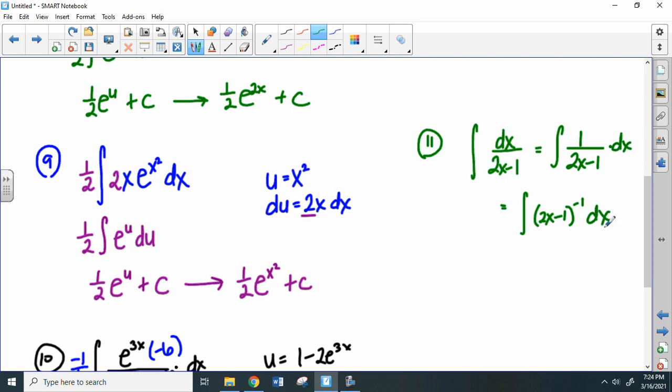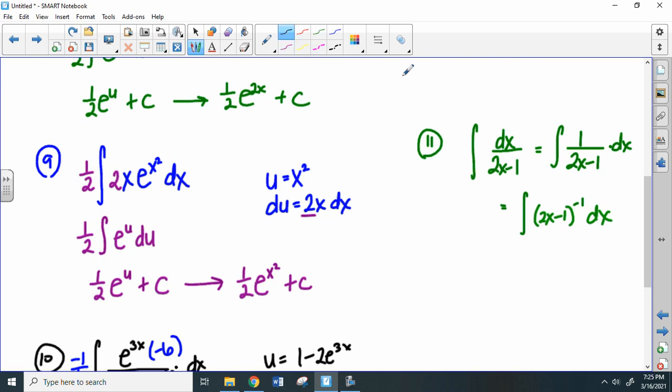Maybe you see the issue, or the type of problem that this could be by looking at it in this form. So 2x minus 1 is on the bottom. I can't separate it. I can't say one little piece of it is u because of the addition or subtraction.